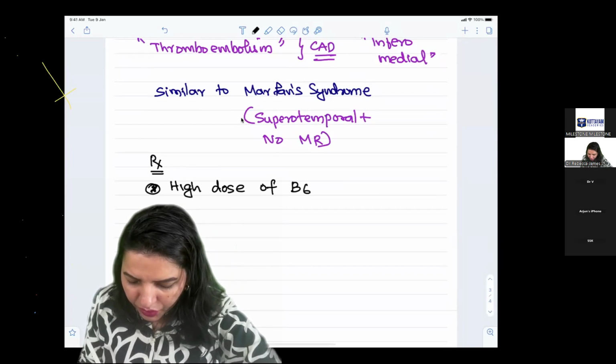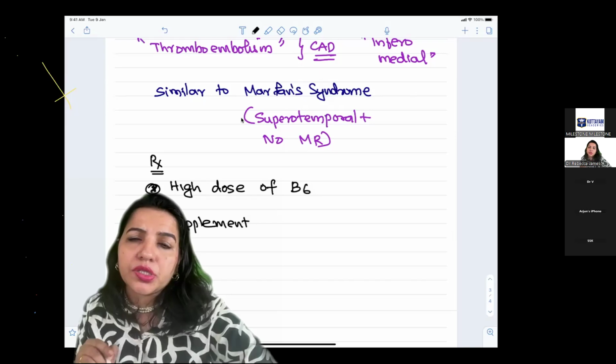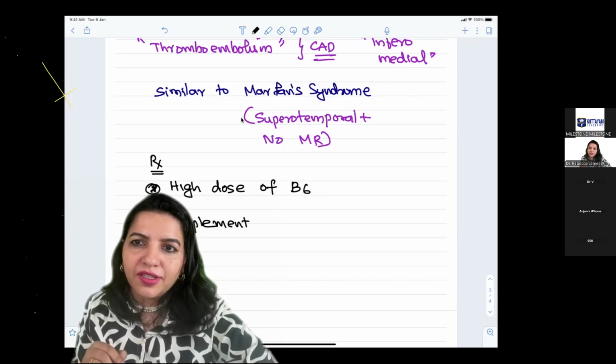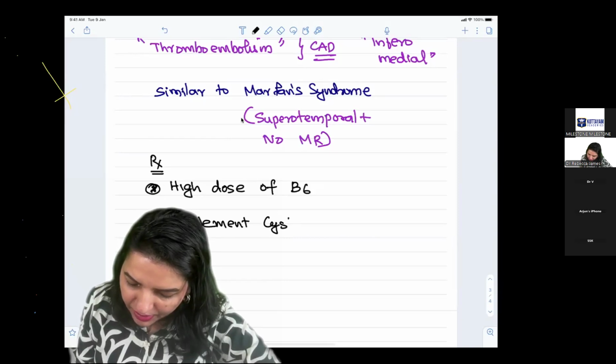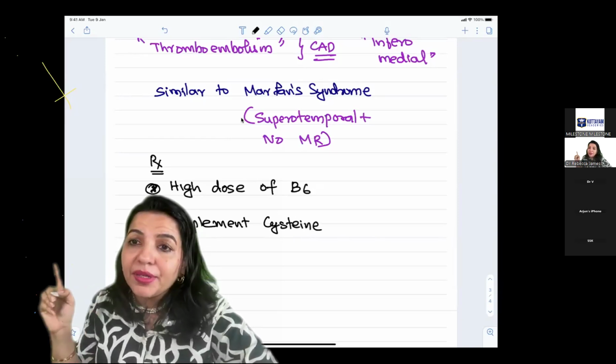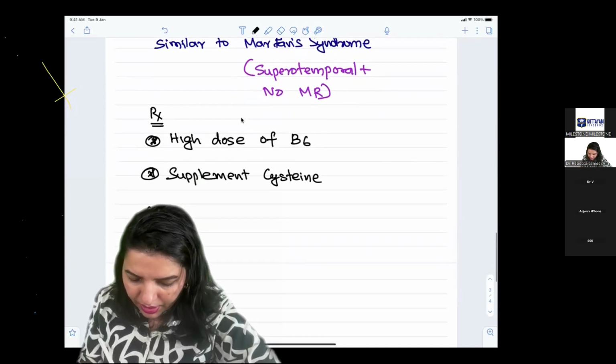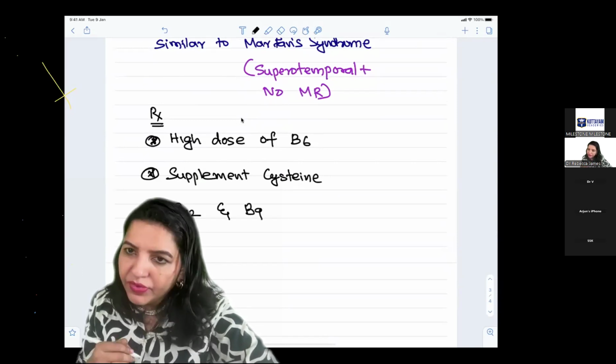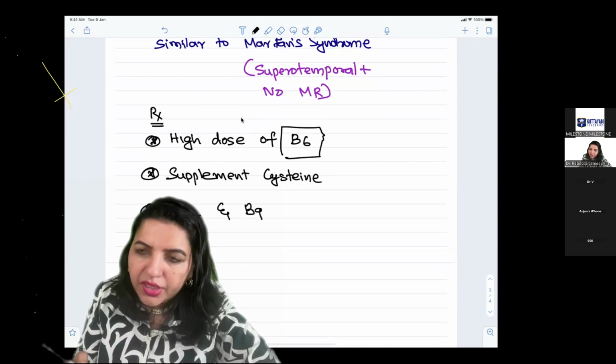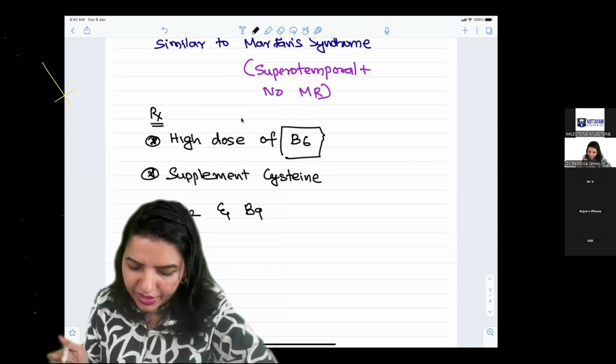Then we have to supplement something. Tell me what we have to supplement. It's a very, very important question. Supplement which amino acid? Okay, PLP, that is a high dose of B6. Yes, supplement cysteine. Then we can also give other vitamins like B12 and B9, but the most important thing is we give a high dose of B6.